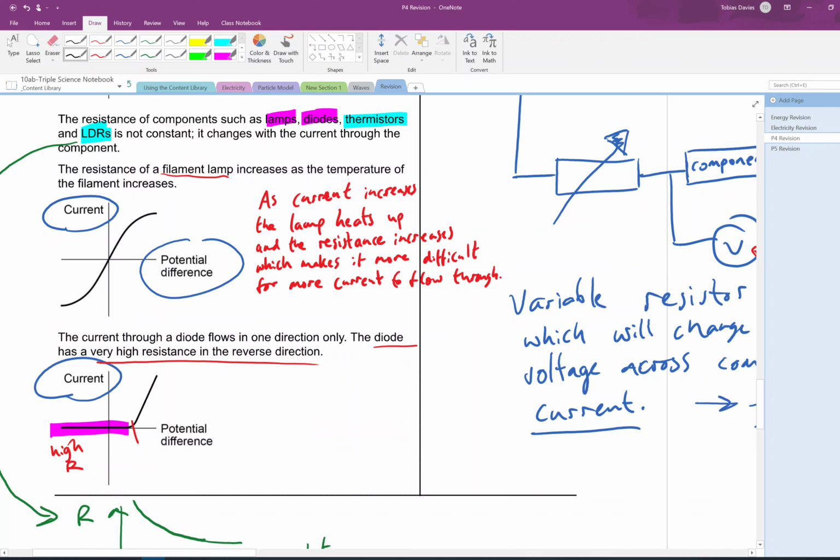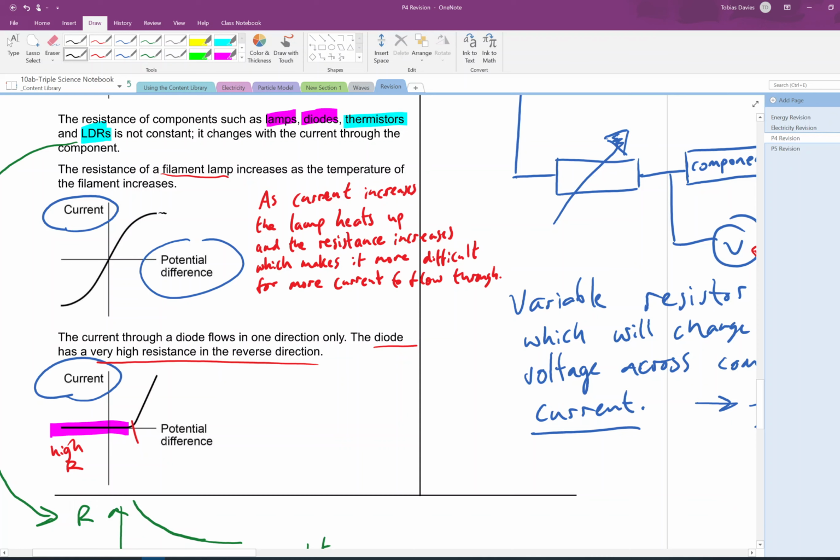And so you start to get to the point where there's almost a maximum current that can go through. You're making it more and more difficult to get more current going through. So the current will slowly rise, but not as quickly as it did initially.